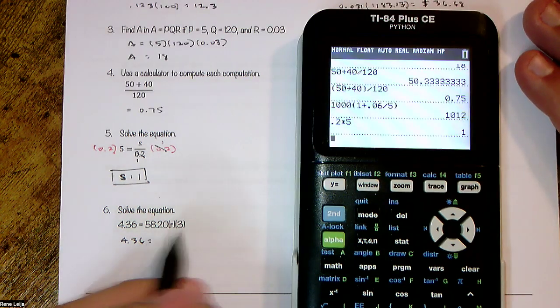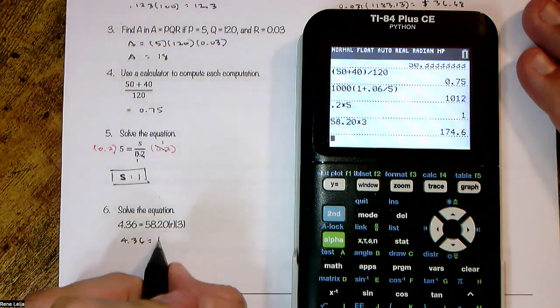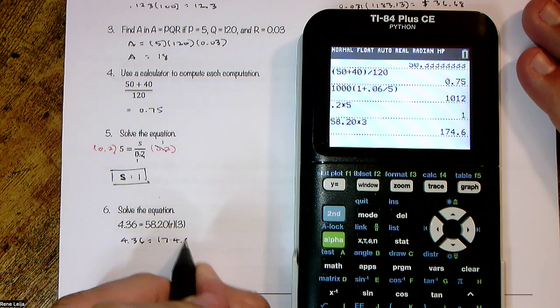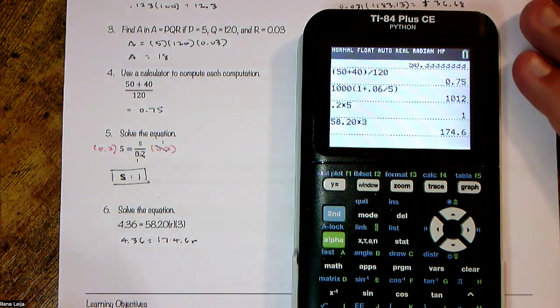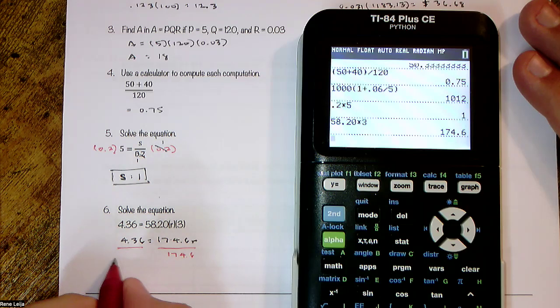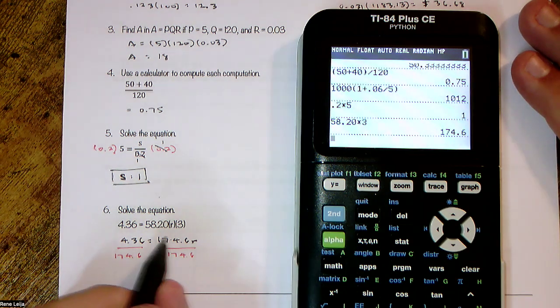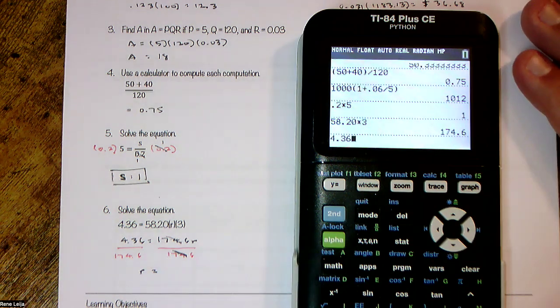So I'm going to go ahead and multiply the 58.20 times 3, and I get 174.6 times R. There's my variable. Now, 174.6 and R are being multiplied. So division undoes multiplication. So we're going to divide both sides by 174.6. All right, so again, the 174.6 on the right side, those are going to reduce. I'm just going to flip this around, put my variable up front. So 4.36 divided by 174.6.